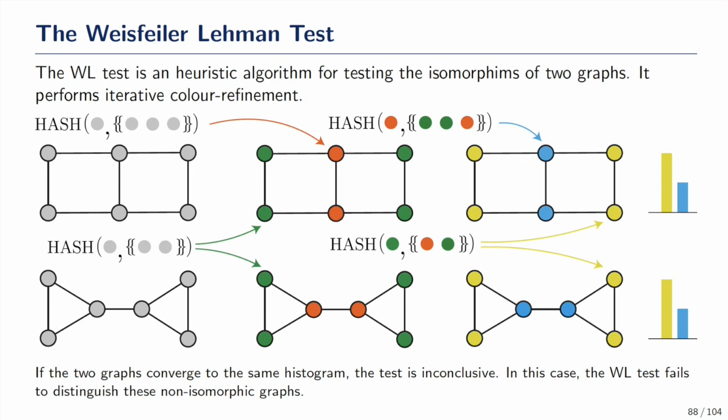At the next iteration, you get something like this. If you apply this again, you get the same sort of color distribution. Obviously, your colors change because your inputs changed, but the same nodes will be colored the same as at the previous iteration. That means you converge essentially, and then you stop. You can look at the histograms you have for the nodes, and if these histograms are the same, then the test is inconclusive. We can see here these two graphs are non-isomorphic, as you already saw in the previous talk, but these histograms are the same, so the test failed to distinguish these.